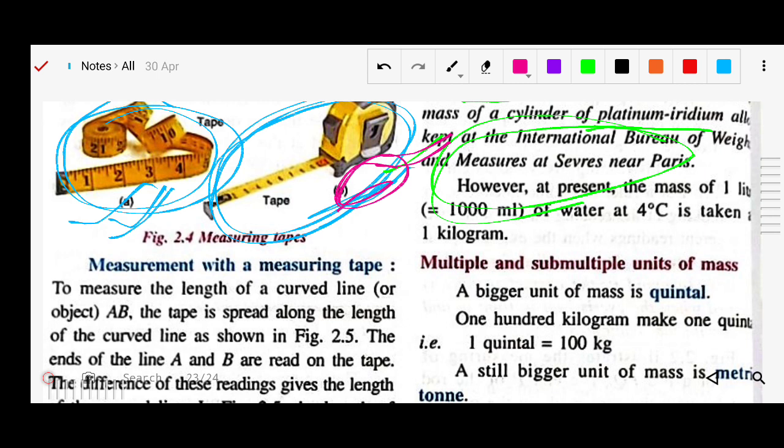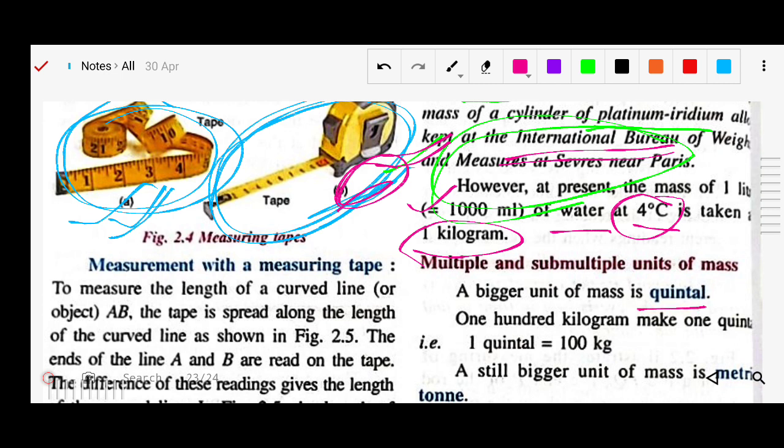So similarly here, the first one was physically made. Secondly, the mass of 1 liter, equal to 1000 ml of water kept at 4 degrees Celsius, is taken as 1 kilogram. It means whenever you take 1 liter of water, that is 1000 ml, kept at 4 degrees Celsius, it is taken as 1 kilogram.